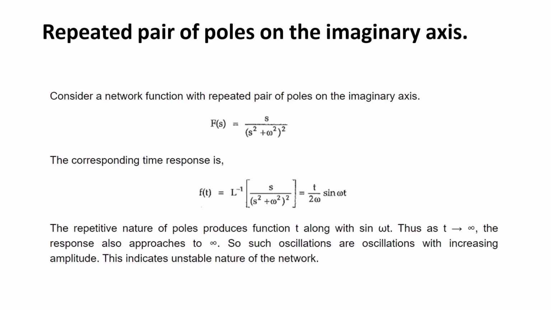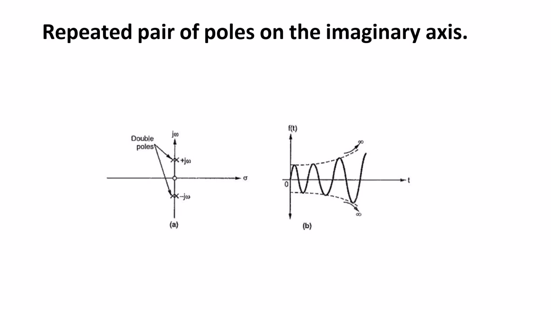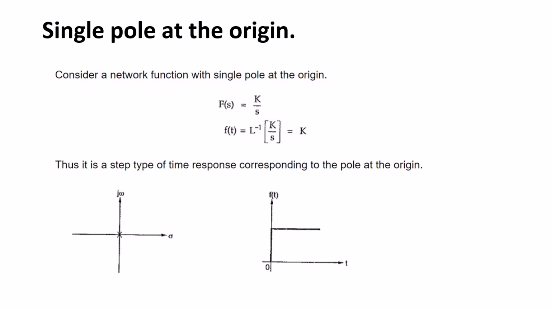If we have repetitive poles on the imaginary axis, that will also give you an unstable system. If we have a pole pair from s square plus omega square, that gives us a critically stable system. But if we have (s square plus omega square) whole square, that will give you an unstable network. This is the response for a repeated double pole. We have two poles at plus j omega and two poles at minus j omega. So for a repeated pair of poles on the imaginary axis, we get an unstable system.